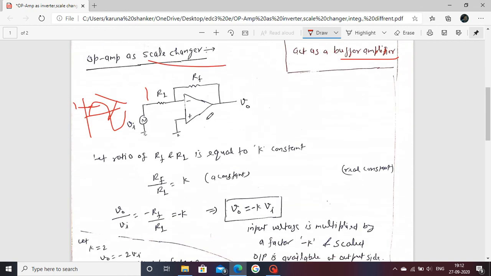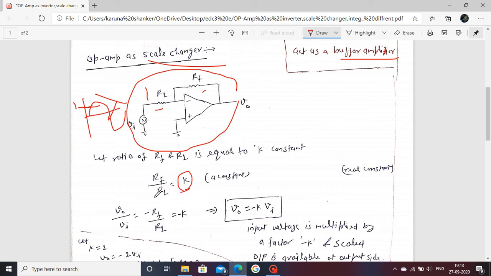You see here this is the inverting op-amp, meaning the input signal is connected to the negative terminal through R1, and RF is the feedback resistance, R1 is the input resistance. Now we consider RF upon R1; this ratio is a constant. k is the constant, a real value. By putting this k value as 1 or 2 or 3 or 4, you change the strength of your input.